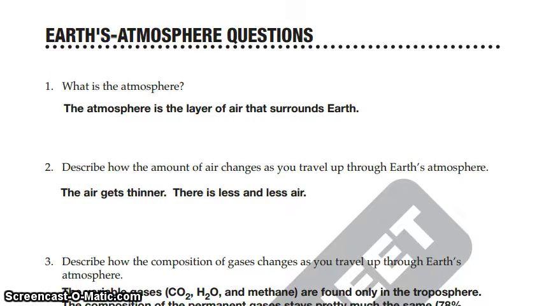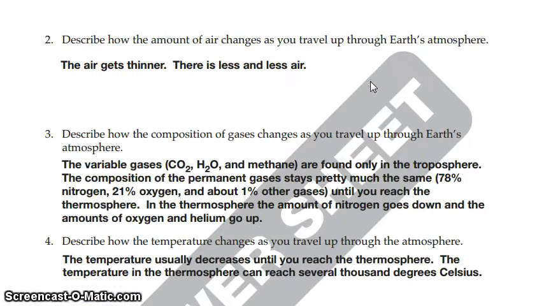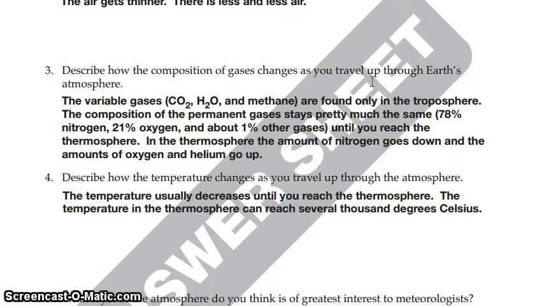So we start to look at some of the characteristics of the atmosphere. We can describe how the air changes as we travel through the atmosphere. As we go up higher, the air starts to get thinner or more spread out, and there is less and less air in the same amount of space. Some of the other things that we look at as we start to talk about the different gases in the Earth's atmosphere, and how those gases change as we go through the atmosphere.